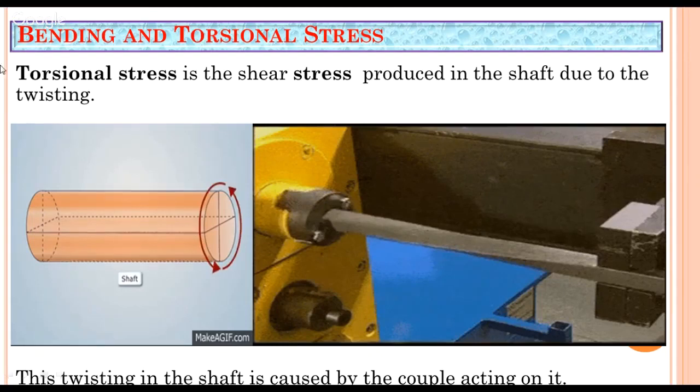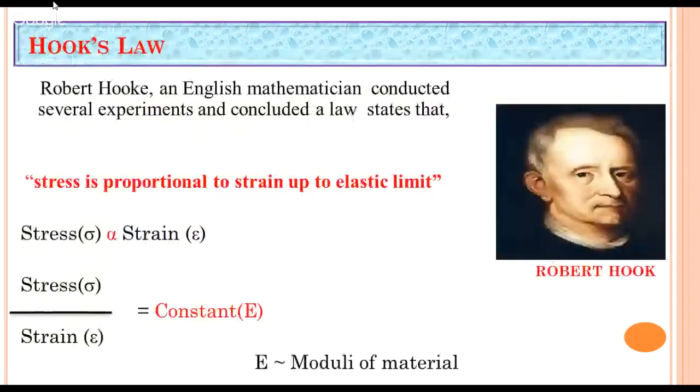Okay. So next we'll move on to Hooke's law. What is Hooke's law? As I said at the start of the class, Robert Hooke was an English mathematician. He formulated this law. This law states that stress is proportional to strain up to a certain limit called the elastic limit. Okay. We know that whenever a body or member is subjected to external loadings, it undergoes certain deformation.